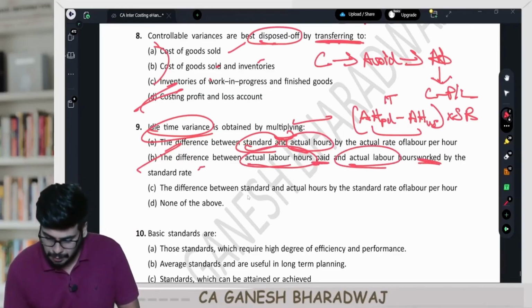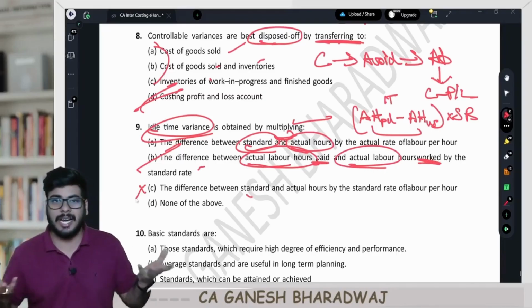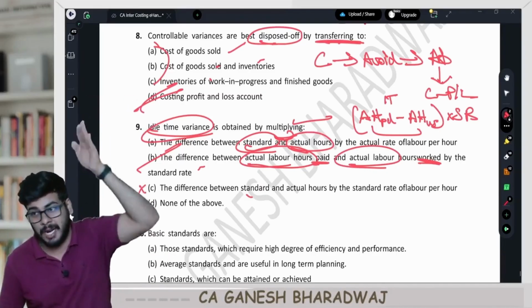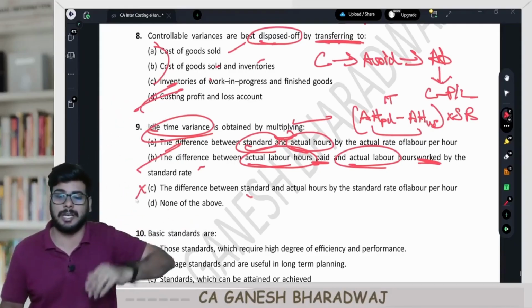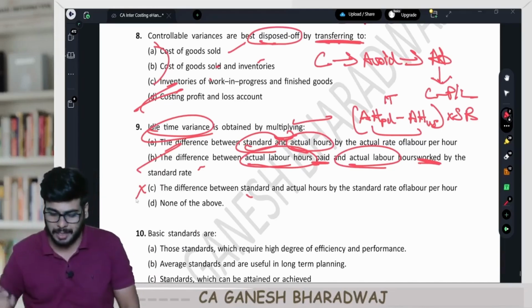Difference between standard and actuals? No. Idle time will not even have actual versus standard. Can you plan for an idle time? If you plan for that idle time, it becomes a normal idle time. Normal idle time anyway gets captured under standard hours. Abnormal means it's unexpected, so it cannot be in your standards. Clear with this? So it's obviously B.